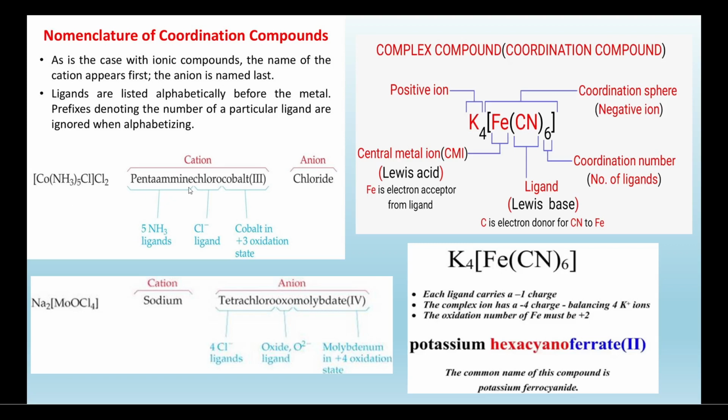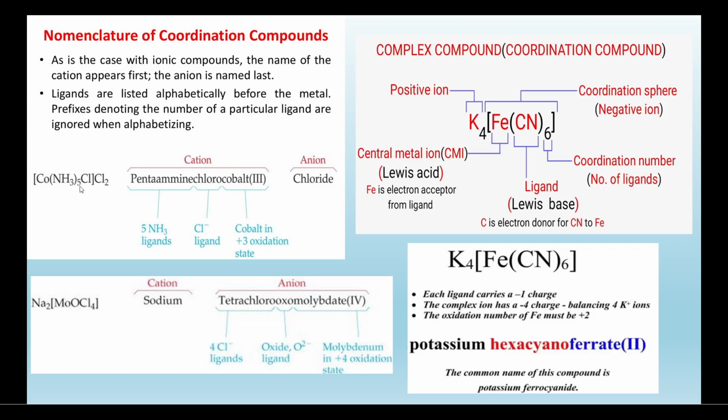Okay, first we are going to name the respective coordination compound. The name of the cation appears first. In this complex, we first choose the cation, and the anion is named next. Here also, the ligands are listed alphabetically before the metal, and prefixes denoting the number of a particular ligand are ignored in the alphabetical ordering. Here we are going to take an example.